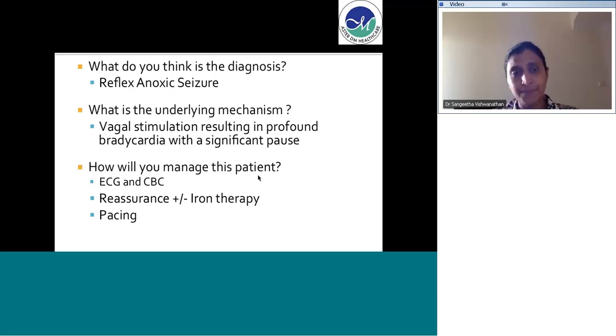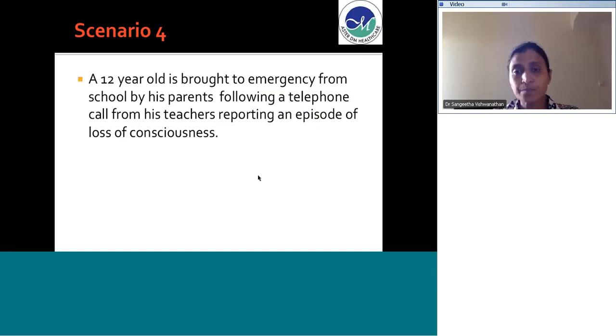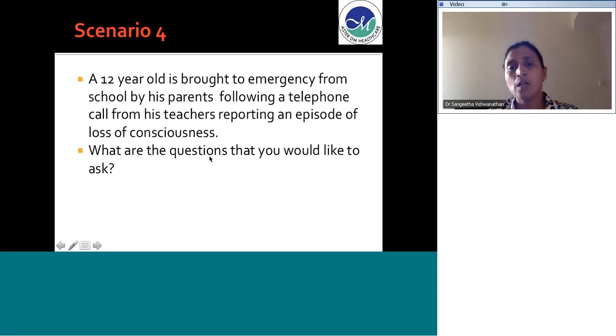Okay, so now we go on to scenario 4. A 12-year-old is brought to emergency from his school by his parents, because the school has called the parents saying that the child has had an episode of loss of consciousness. So what are the questions that you would like to ask? Now the child has recovered, so they laid him flat and sprinkled some water on his face, and after a while, he recovered.